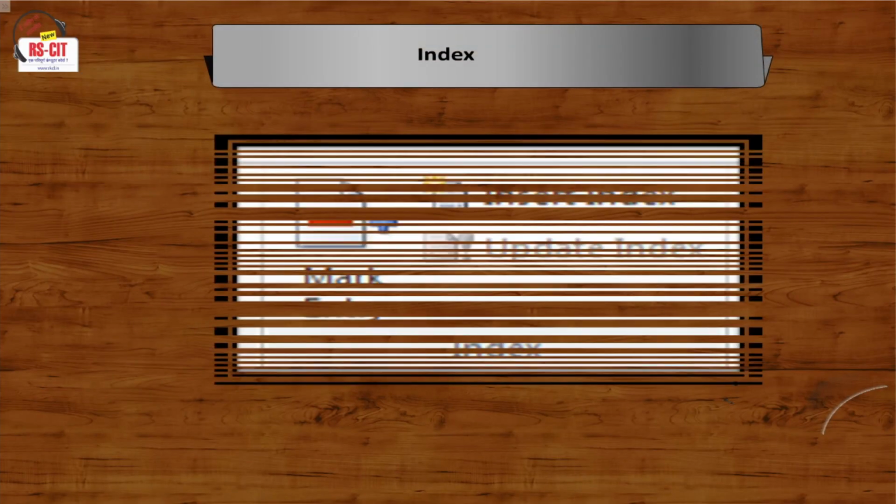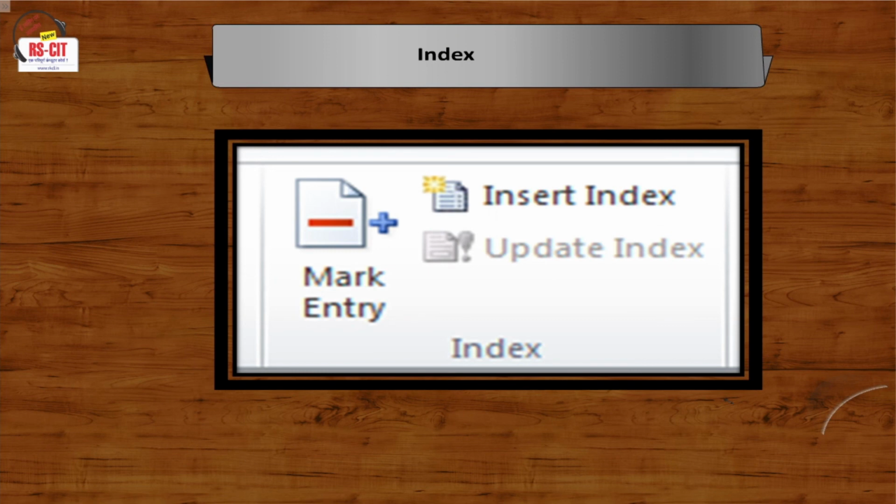Index. An index lists the terms and topics that are discussed in a document, along with the pages that they appear on. To create an index, you mark the index entries by providing the name of the main entry and the cross-reference in your document, and then you build the index.